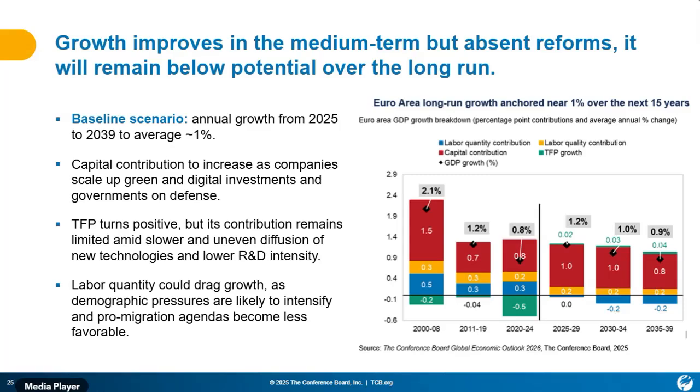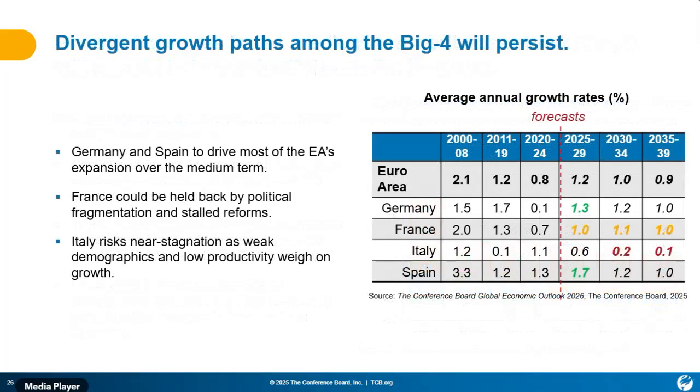Now, very quickly, if I could talk a little bit about what happens at the country level. I think the main story here is that we will continue to see very different growth paths when it comes to Europe's four largest economies. When we talk about the next 10 years, we expect the German and the Spanish economy will continue to drive most of the euro area's expansion.